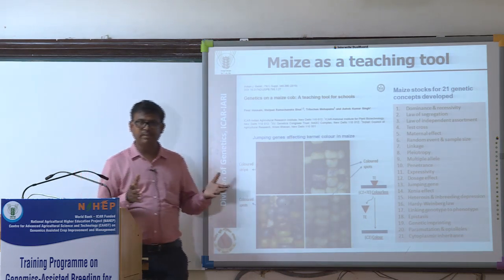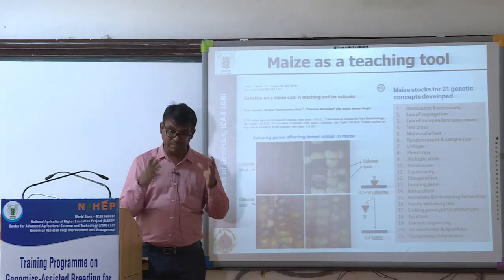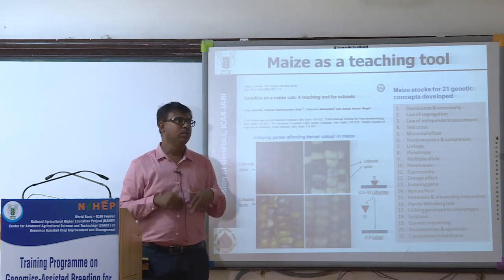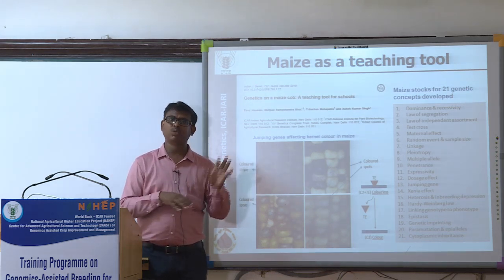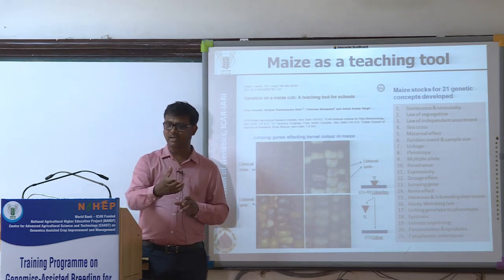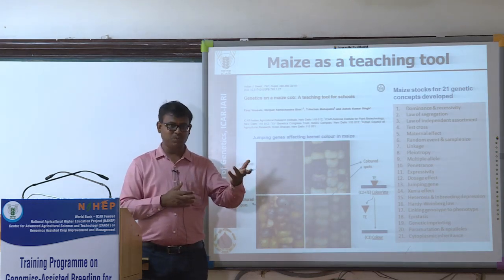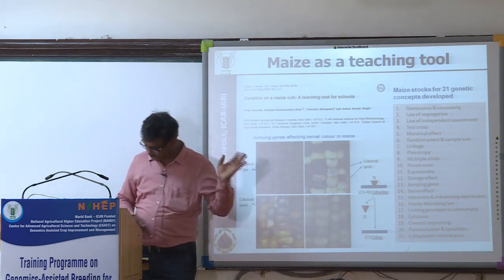We have a plan to make a kit, where each and every cob with a full demonstration will be made available and distributed to all the schools. Later on we may target universities. So, when a school teacher goes to school, he or she can explain to the school children, look, this is how the 3:1 segregation looks, this is how the 9:3:3:1 segregation looks, or whatever it is.